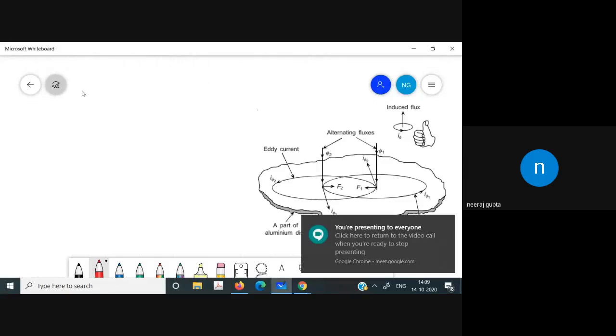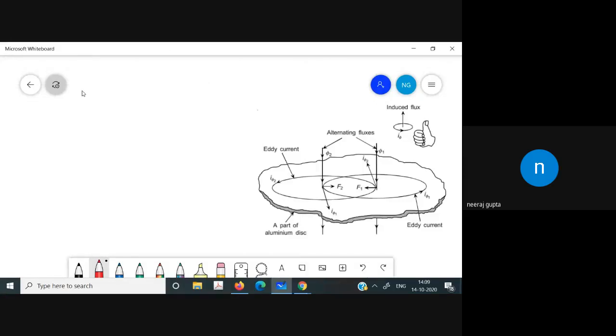The screen is visible. No, sir. Now you will see whether it is visible or not. Now it's okay, visible? Yes, sir. Okay. Yes, sir.